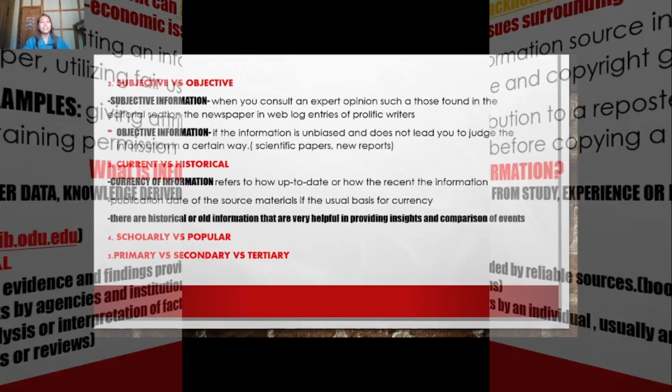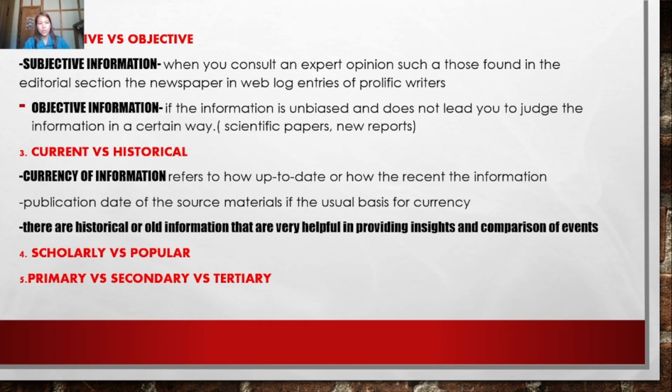Next, the second, subjective versus objective. Subjective information is when you consult an expert or opinions such as those found in the editorial section of a newspaper, weblog entries, or prophetic writers. That is subjective. If it is objective information, it is unbiased and does not lead you to judge the information in a certain way. Examples are scientific papers or news reports.